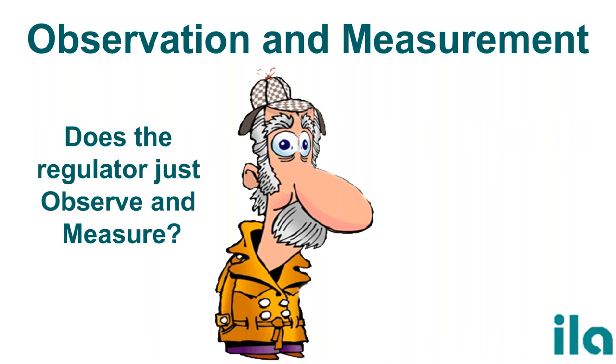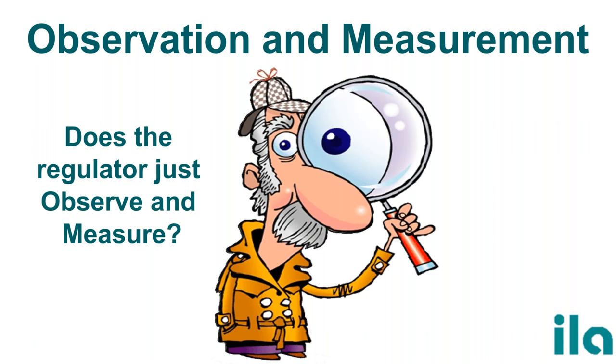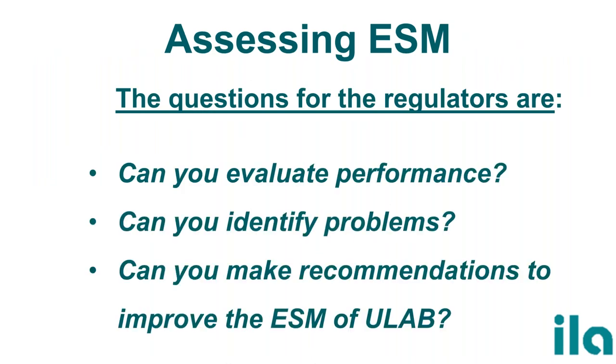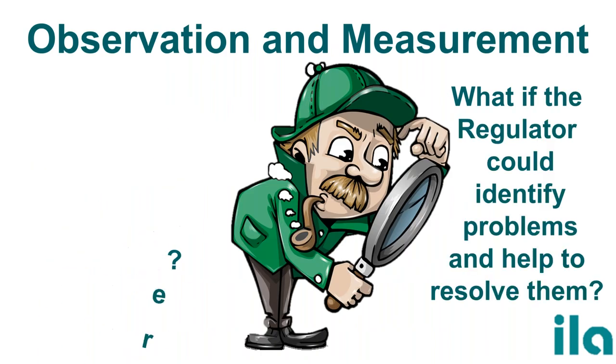Now, when you're making observations, does the regulator or yourselves just observe and measure? Wouldn't it be nice if you could make those observations and perhaps make some judgments? So the questions for regulators that we ask is, can you evaluate performance? Can you identify problems? And can you then make recommendations to improve the environmentally sound management of used acid batteries, along with health and safety improvements? And this would be the ideal situation, and this can apply to government regulators and for self-regulation. So what if the regulator or yourselves could identify the problems and then help to resolve them?